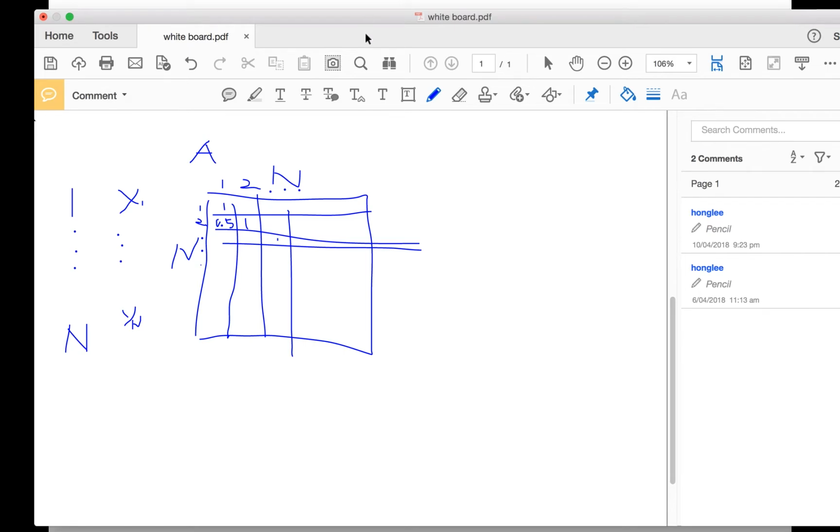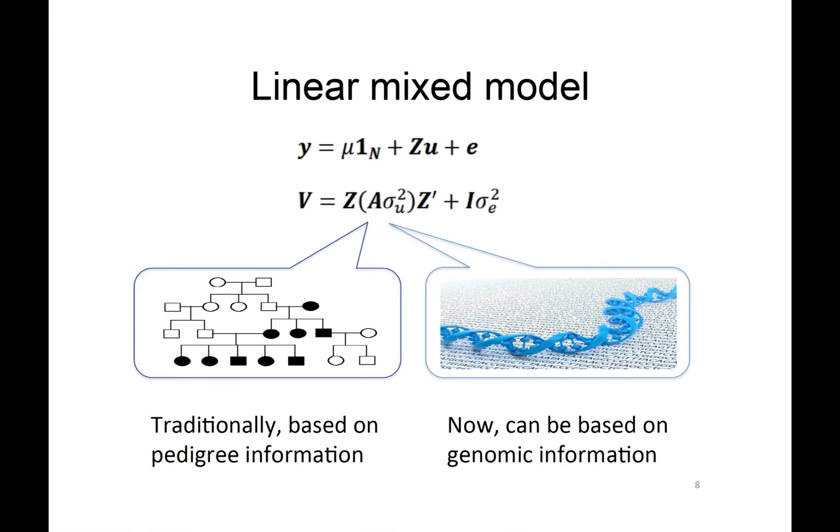Traditionally, this A matrix is based on pedigree information, so full sib is 0.5 and MZ twin is 1, and so on. But now genome information is available, so this A matrix can be constructed based on genomic information. This is a kind of paradigm shift.